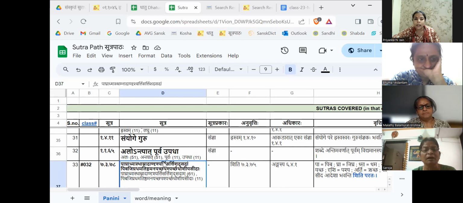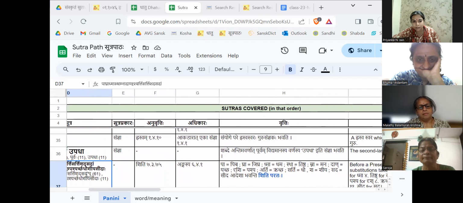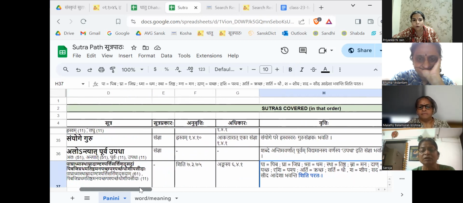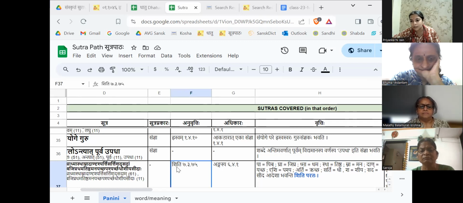Pa, gra, dhma. This sutra is basically saying that these dhatus that they have listed in the sutra change their form: pa becomes pib, gra becomes jigr, dhma becomes dham. So it's a list of dhatus whose form changes when followed by shiti. What is this shiti? Shiti means shit. The word shit is declined like marut. So in the 7th case, it becomes shiti. And 7th case meaning is followed by. So when a word is in the 7th case, they are saying something is followed by it.